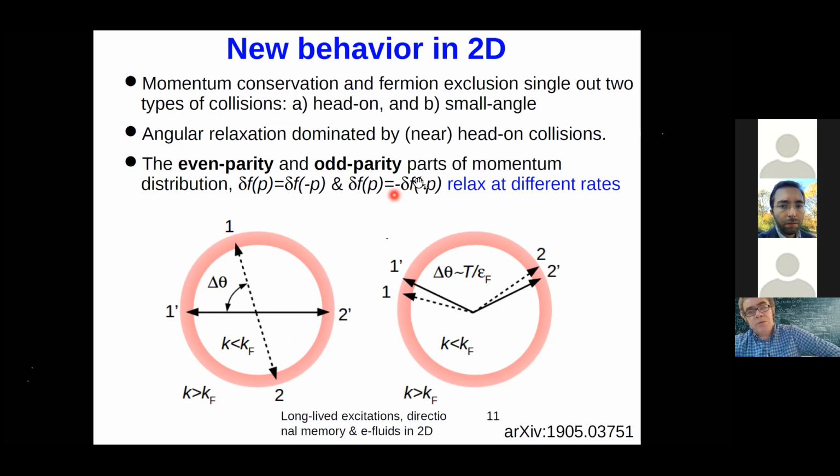scatter on. So the odd parity harmonics of the distribution function will be relaxing very slowly, much slower than the Landau T-square law tells us. And the even parity part will be relaxing at a normal rate.